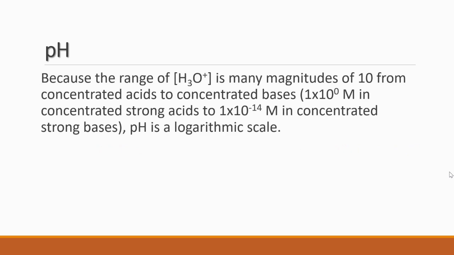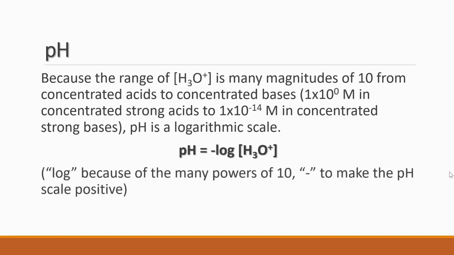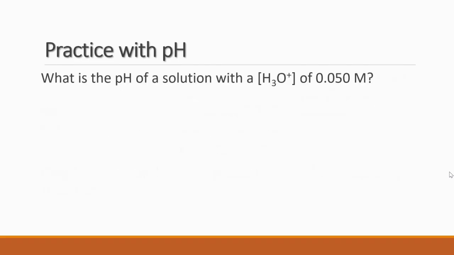So because the range of hydronium is so many magnitudes of 10, we've developed the pH scale, which tells us about the exponent of the hydronium concentration. So it's a logarithmic scale, and the way we calculate pH is take the negative log of the hydronium concentration. So you want to write that formula down because you'll be using it quite a bit. So let's do some practice with it.